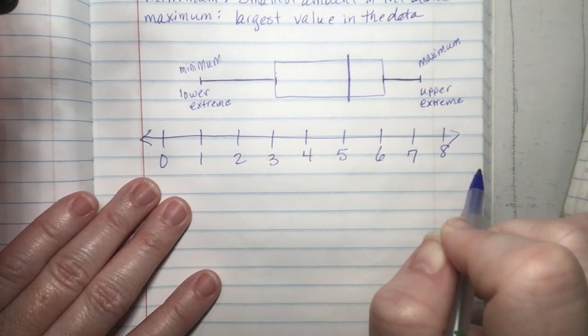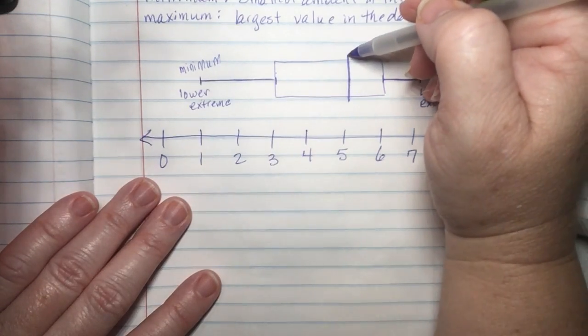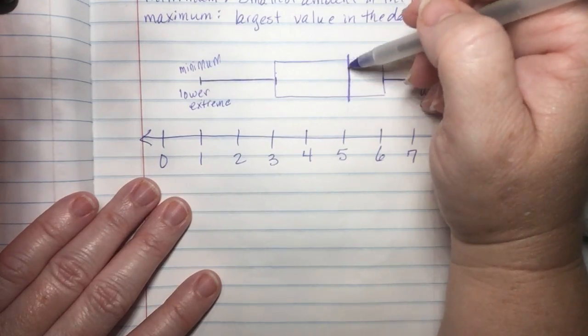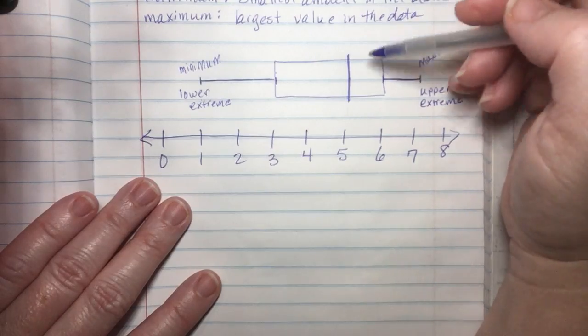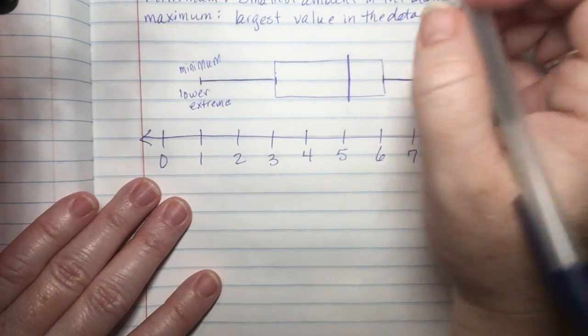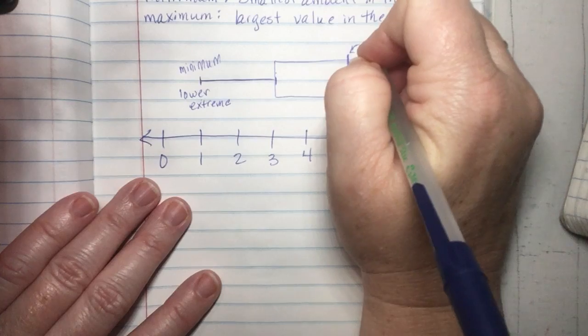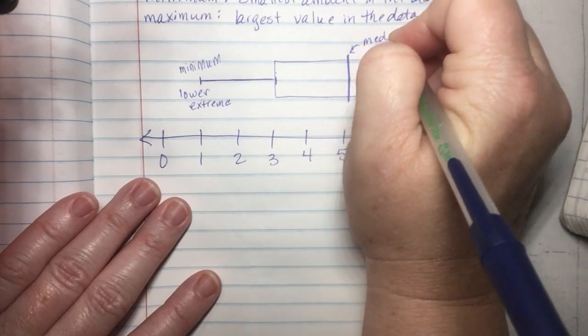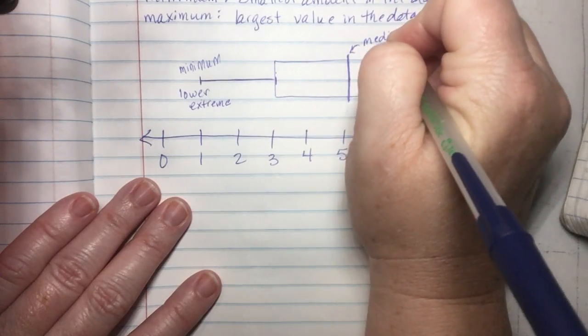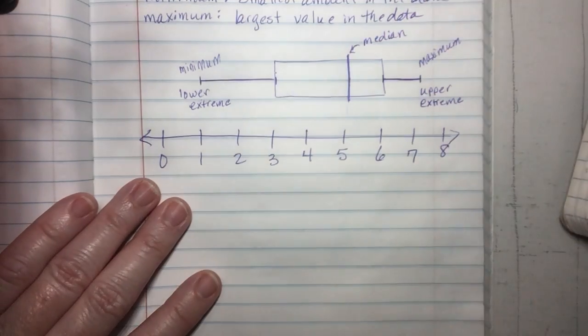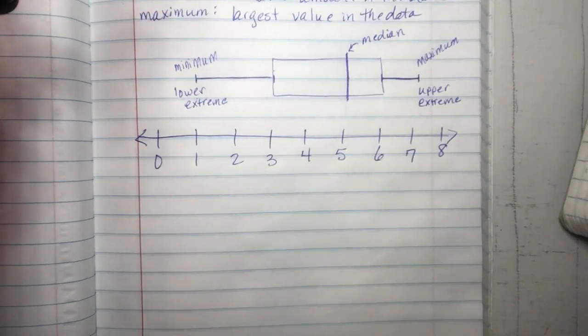All right. This value right here, this line right in the middle, doesn't feel like it's in the middle, but this is our median. Remember, your median is the value that is right in the middle of the data. Okay? The value that's right in the middle of the data.